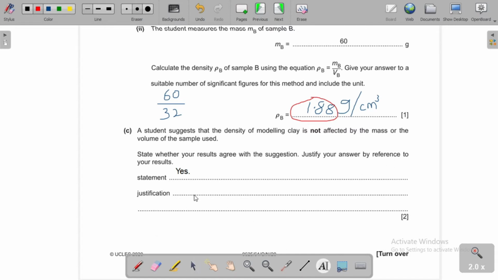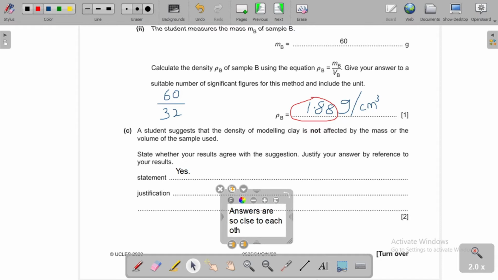When you look at, let me put a text box here. Why is it not responding? Okay. Text. Okay. Now, we want to look at the justification. 1.88 is very close to 1.9. So, I can say answers are so close to each other.